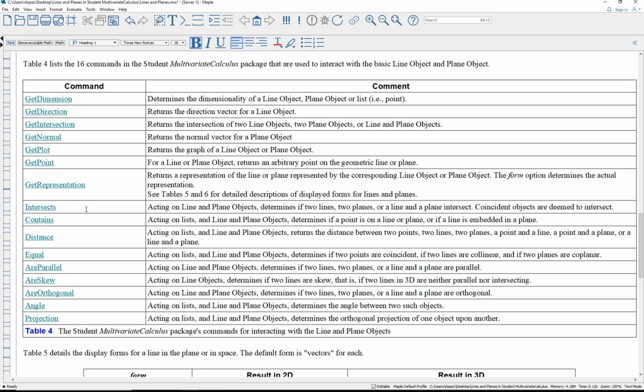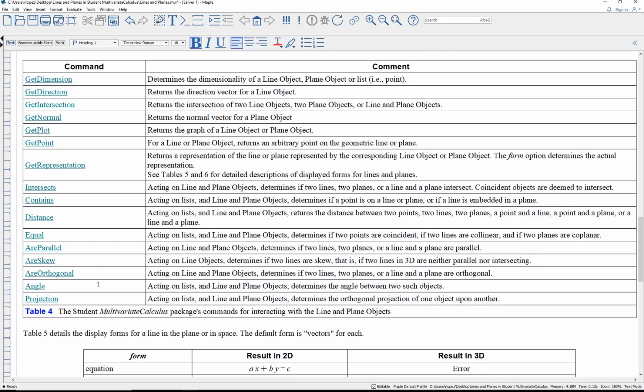These are queries. Do these objects intersect? Does this object contain that object? What is the distance between these 2 objects? Are these 2 objects equal? Are these 2 things parallel? Are these lines skew? Are these objects orthogonal? What is the angle between these 2 objects? What is the projection of this object onto that object? So these are the commands that are available.